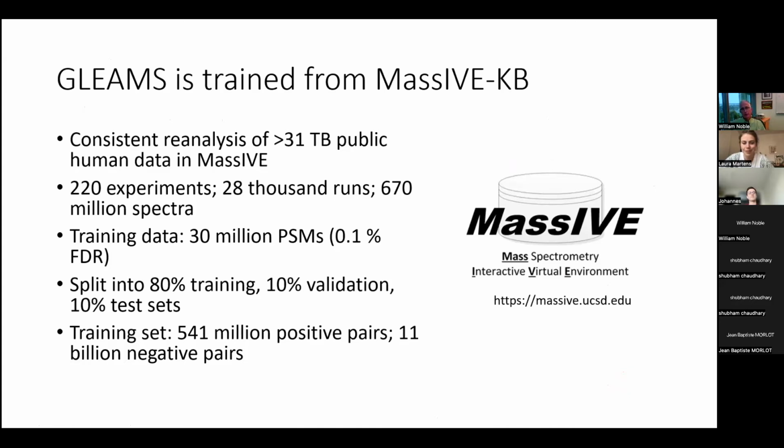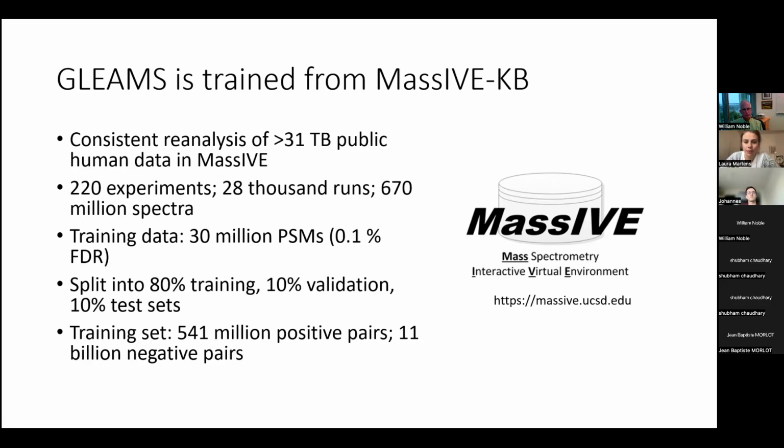It contains hundreds of millions of spectra, but several years ago they did a systematic annotation of most of the data in the repository. And they selected a subset of spectra that they could identify with high confidence. So that consists of about 30 million, what we call PSMs, which stands for peptide spectrum match, that have an estimated false discovery rate of 0.1%.